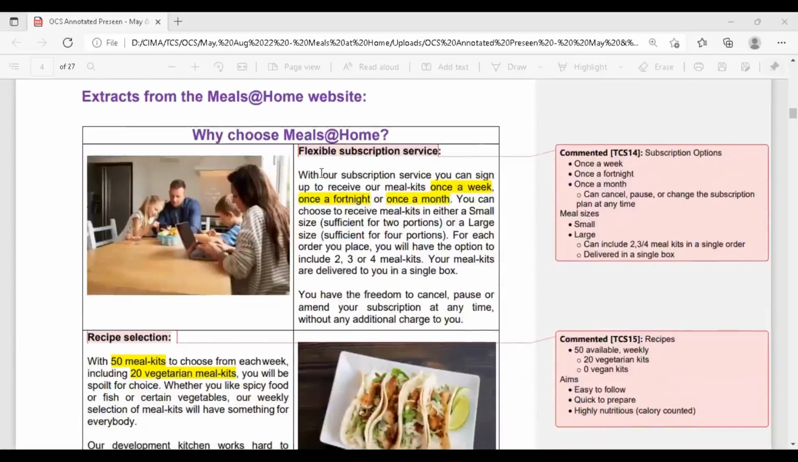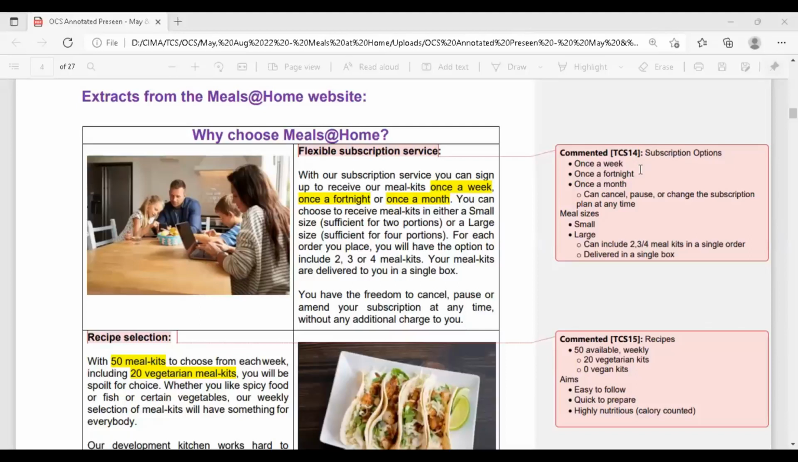So the examiner had provided extracts from the Meals at Home website. So by going through this information, you can understand the nitty-gritties or the internal dynamics of the company. So the subscription options, I said that in the industry analysis as well, that there are various different subscription options. So Meals at Home provides a once a week subscription option, once a fortnight, or once a month.